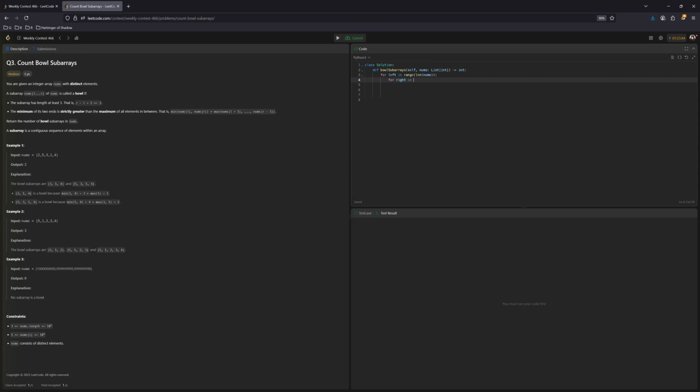So for right in range length nums, and this is going to be left plus 1 would be the next one, 2. What was that sound? That was a very strange sound.